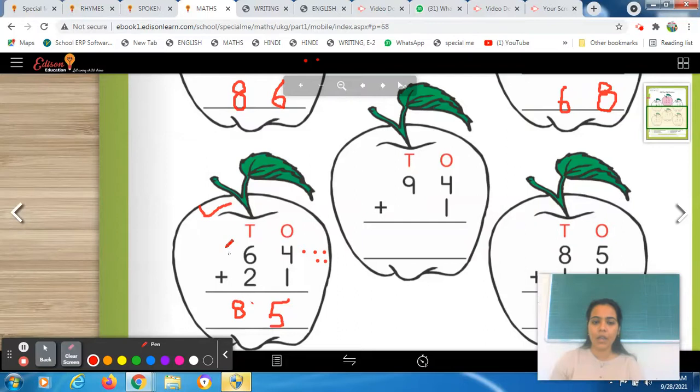So firstly, we will take 6 beans. One, 2, 3, 4, 5, 6. Then all together we will take 2 more beans. So firstly we have 6, then 7, 8. Yes, your answer is 8. So your answer is 85. Very good. Let's do the next sum.